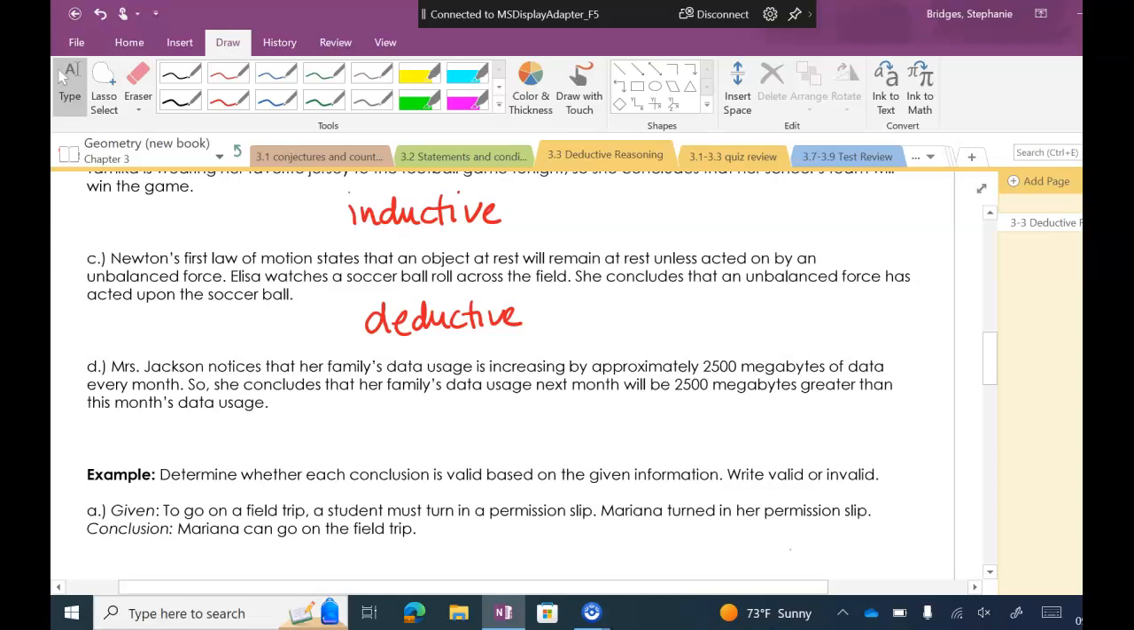Mrs. Jackson notices that her family's data usage is increasing by approximately 2,500 megabytes of data every month. So she concludes that her family's data usage next month will be 2,500 megabytes greater than this month's data usage. Inductive or deductive? Which one? It's based off of something she observes, so that would be inductive, right?